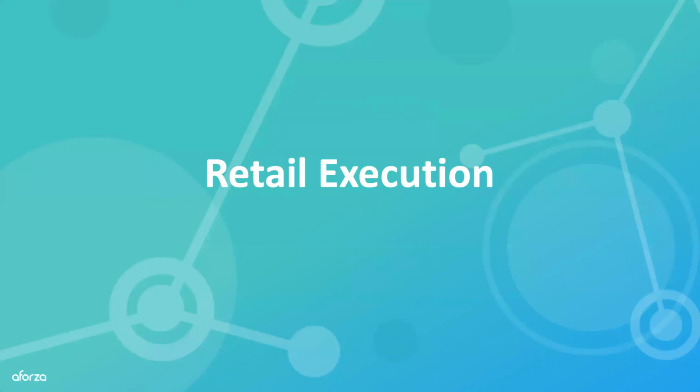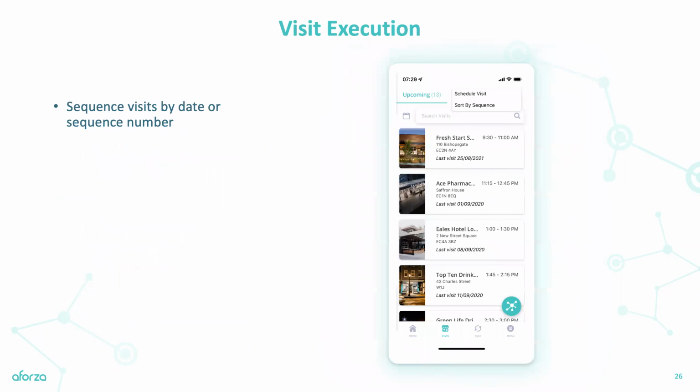All right, so now on to retail execution specifically. As I mentioned before, your visits can now be ordered by sequence or by schedule. So you can sort by sequence if you just want to have a route of, say, I don't know, 100 visits, have them executed in a sequence. You can now do that, and you don't have to have a specific start or end time against those visits.